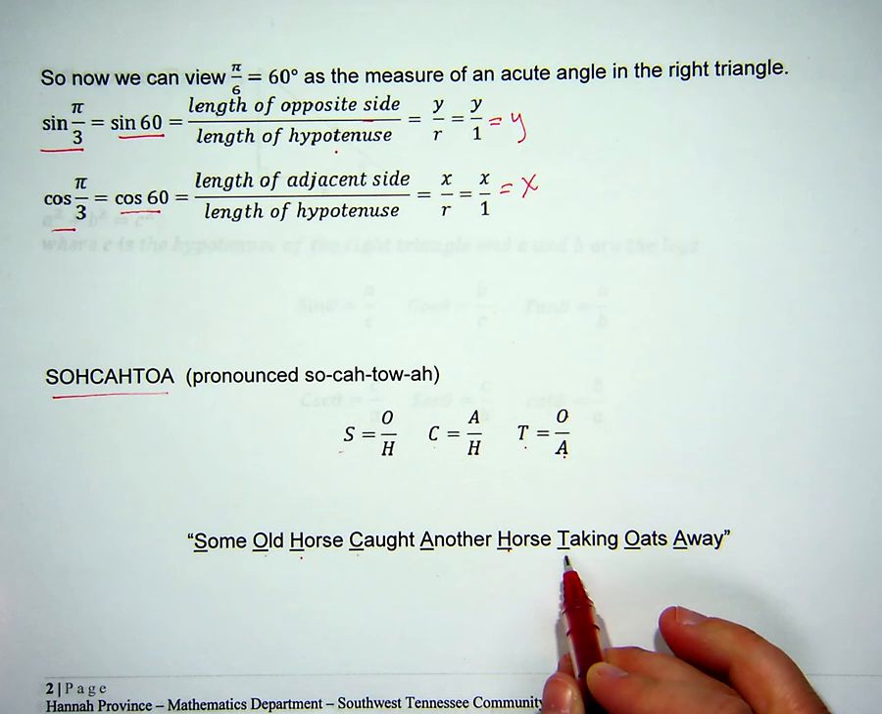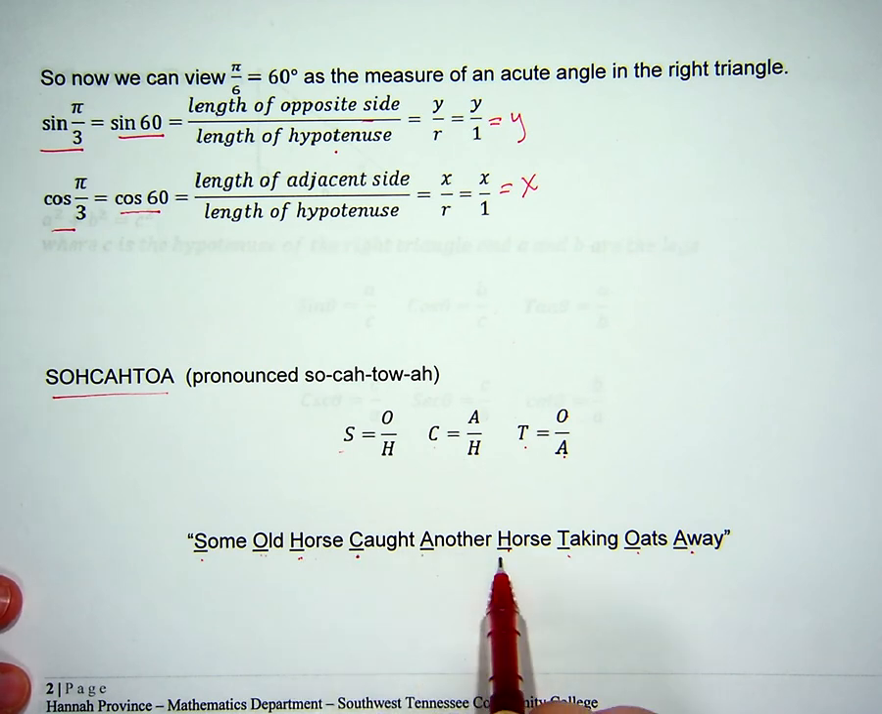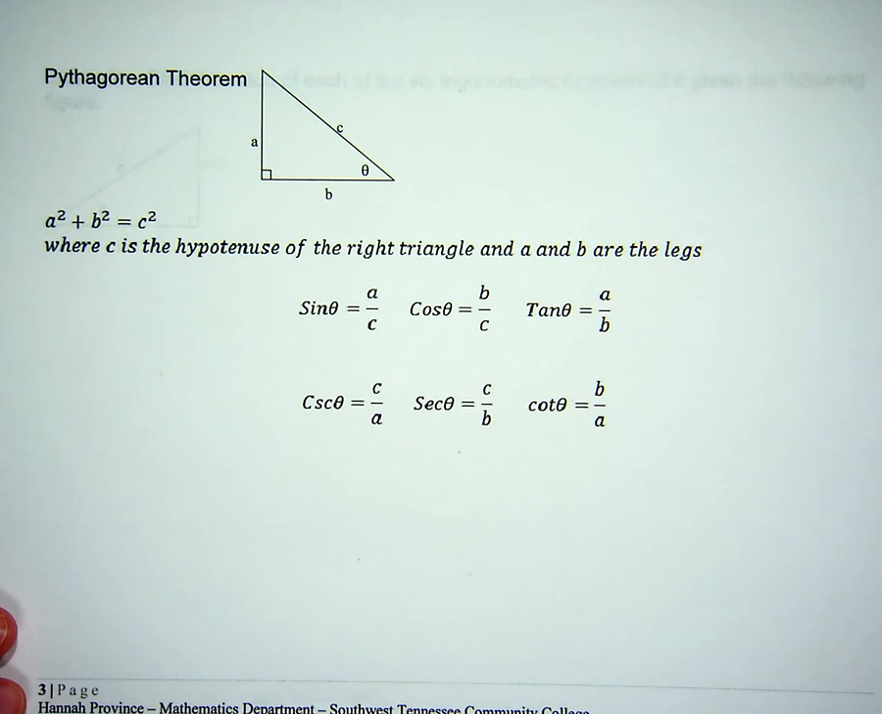Sine is opposite over hypotenuse. Cosine is adjacent over hypotenuse. Tangent is opposite over adjacent. That takes us to the Pythagorean theorem.